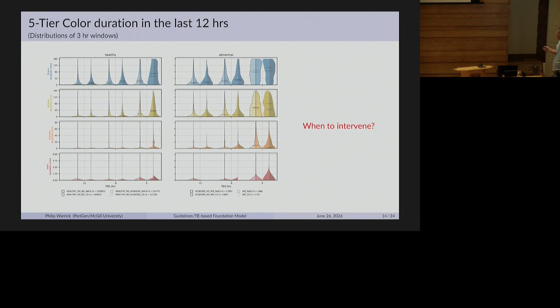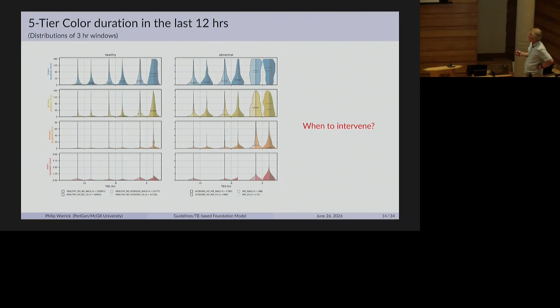Basically, there is a story here that there's more yellow plus. These are all plus, right? More yellow or more orange or more red. Red is just so rare. I put it there just to illustrate how rare it is. But we do see some differences in the distributions of the orange in the abnormal cases versus the healthy cases. But still, the question: what do we do with this?